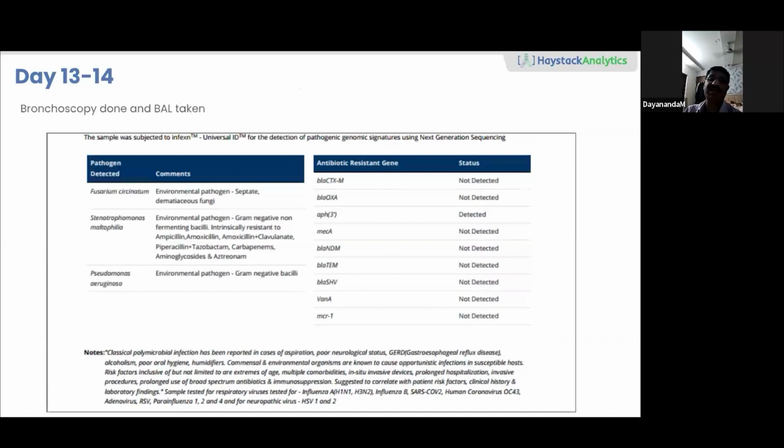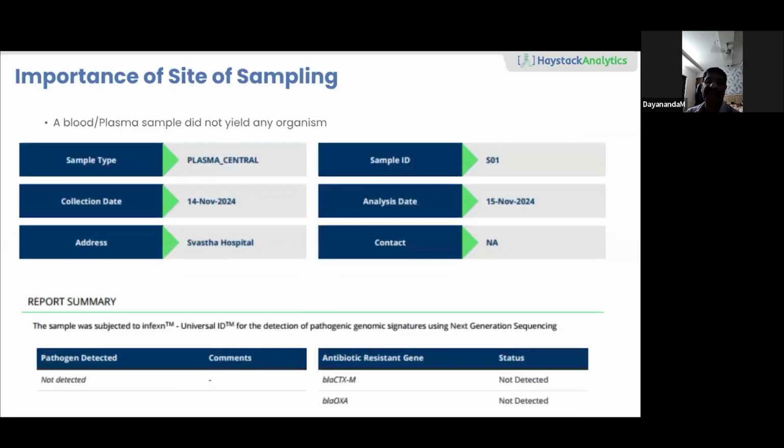3 organisms were identified on this. So the Fusarium, which Dr. Shamily will be talking about, is inherently resistant, and even the Stenotrophomonas is inherently resistant to carbapenems. So that's the reason why we changed to tigecycline and other antibiotics. Next slide, please.